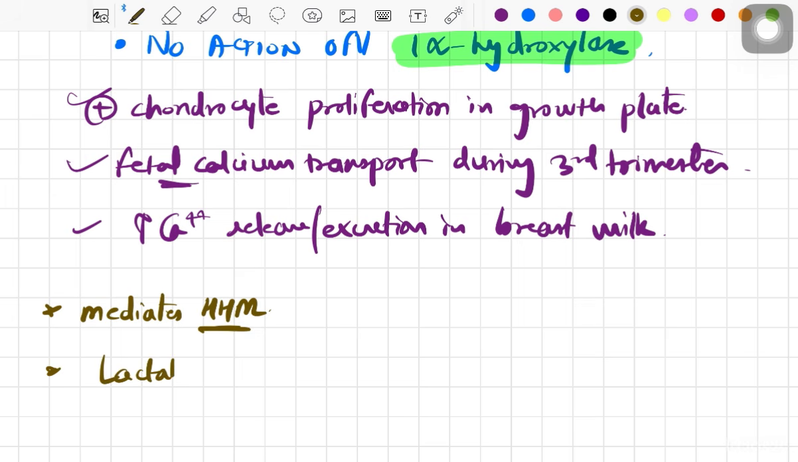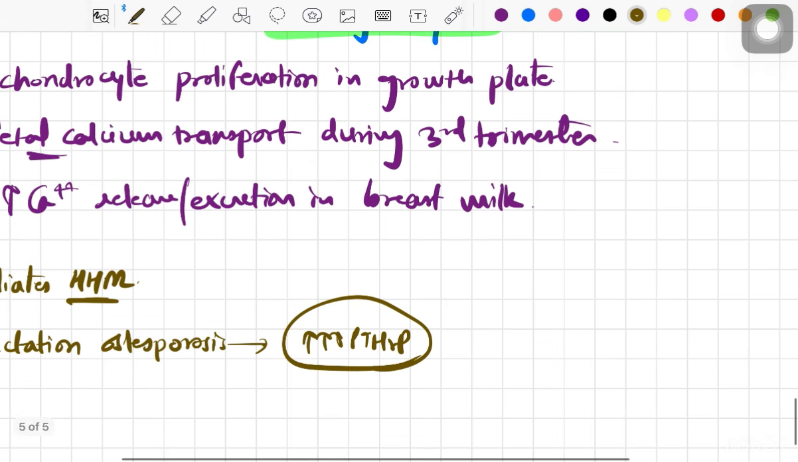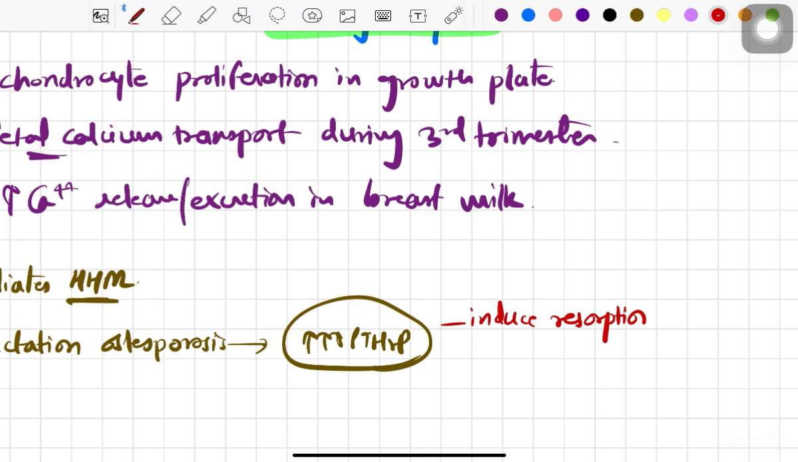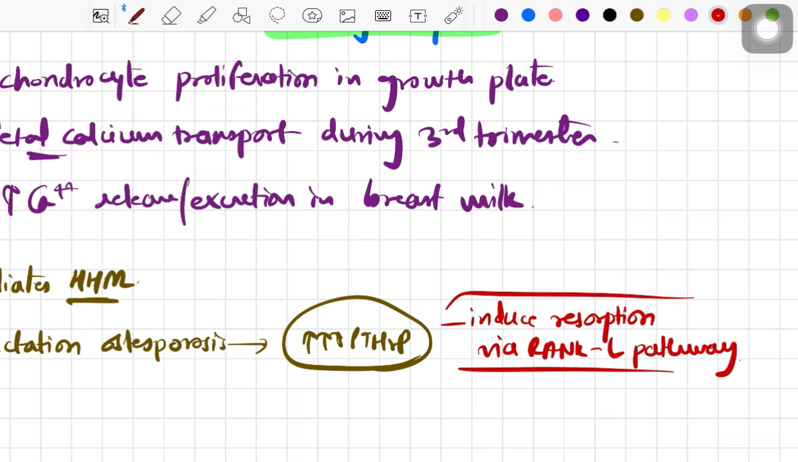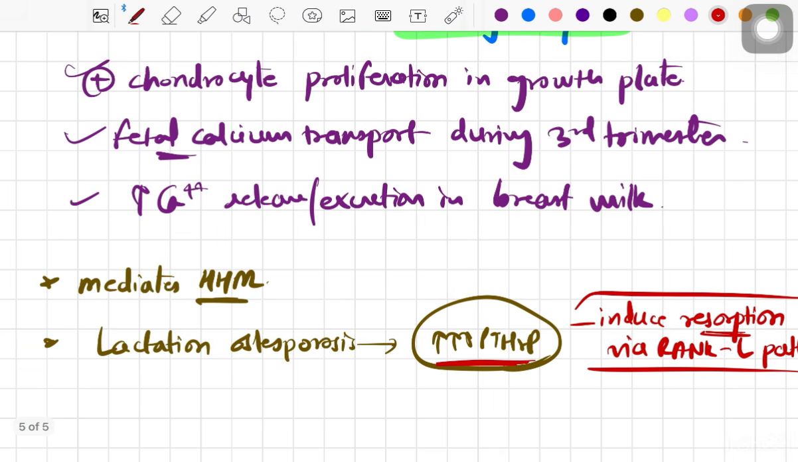And also there is a term known as lactation osteoporosis, which is due to excessive PTHrP, PTH related peptide, because this peptide induces resorption via the RANK ligand pathway. RANK ligand, you must know, is released by osteoblasts, which stimulates the osteoclasts. It makes the osteoclasts active, and hence they bring about bone resorption. So via this RANK ligand pathway, PTH related peptide brings about bone resorption, and it happens during lactation, hence it is known as lactation osteoporosis.